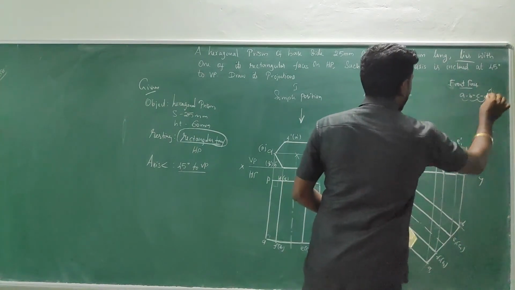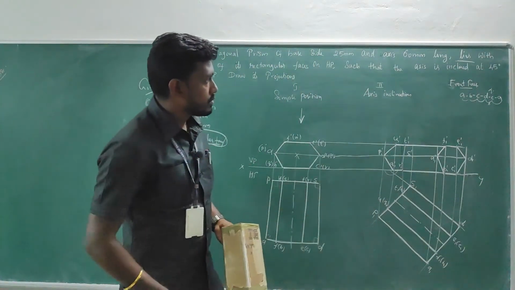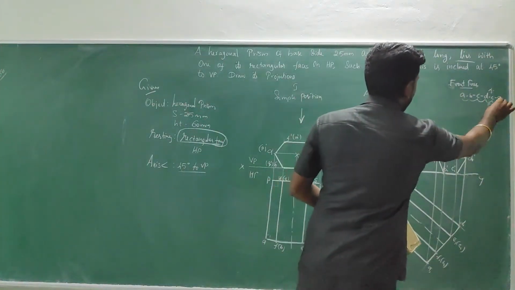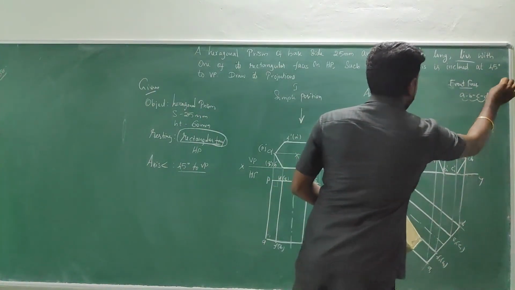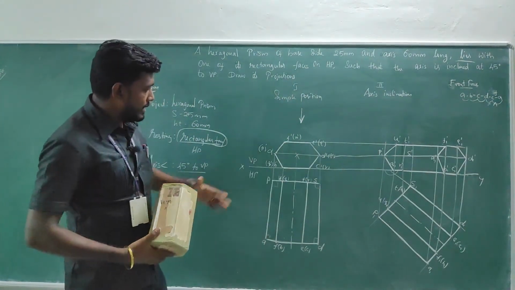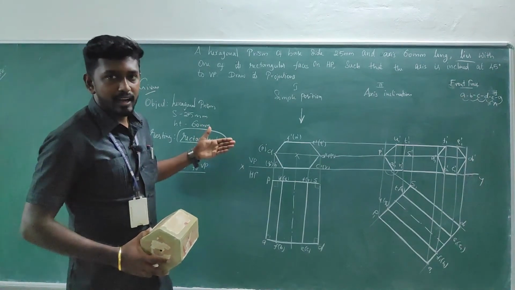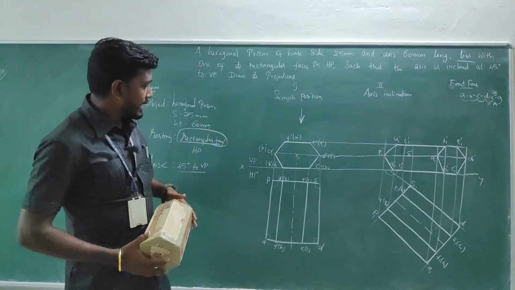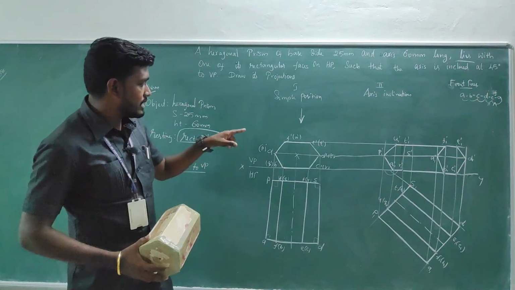D to F will be there. Okay. Here we will be having the F, that also should be a dark line. Okay, fine. And then come to the rear face. Rear face P, Q, R, S, T and U.